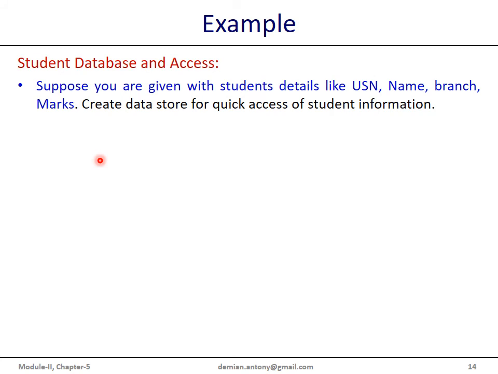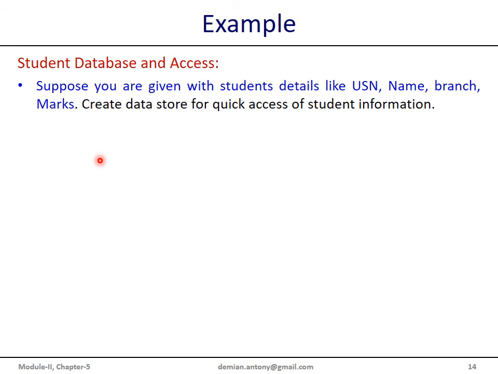And what is the key for this dictionary? The key for this dictionary is a USN, roll number is a key. And what is the value at that key? Value is the name, branch, and marks. And whenever the student USN is given, we can directly access the value at that particular key, because key is a USN, and within no time, without any comparisons, we can retrieve the student details. And this is the best implementation strategy to solve this problem.